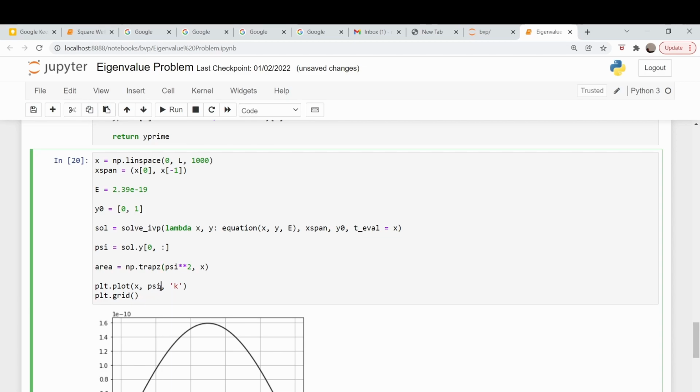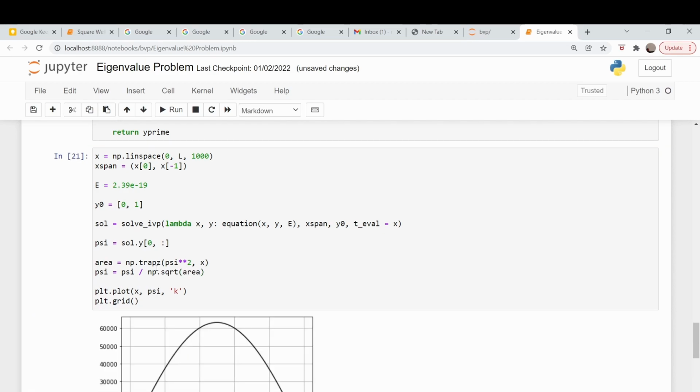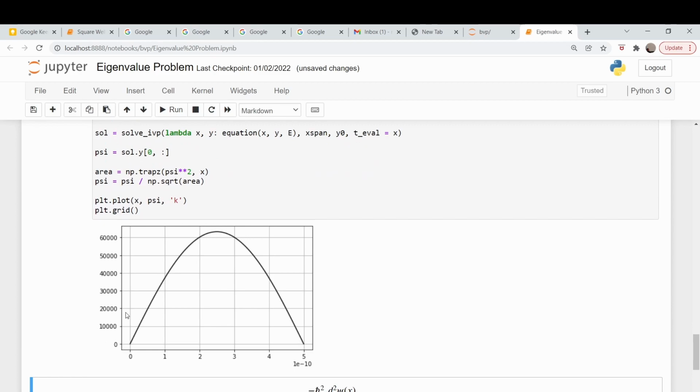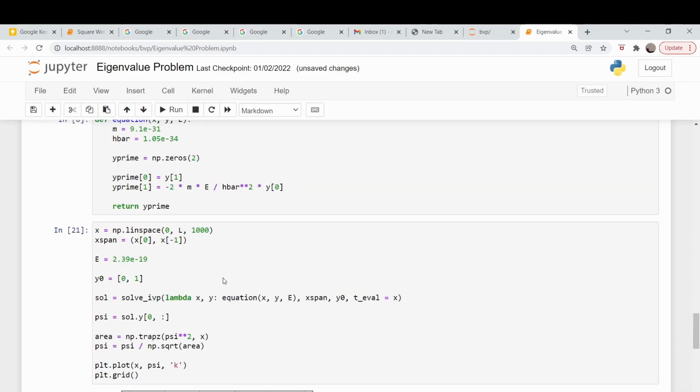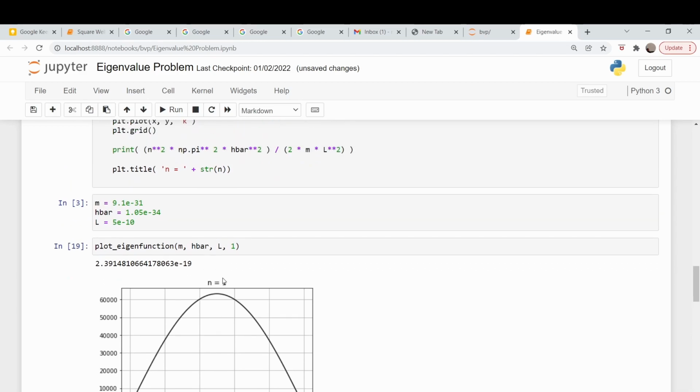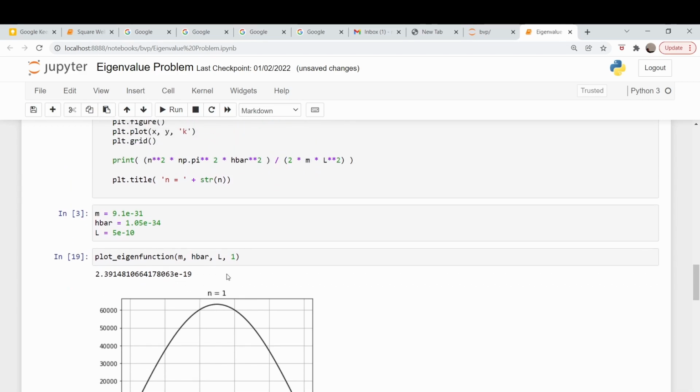And then we need to divide the numerical solution, psi is equal to psi divided by, this is the area squared, so the square root of that, np.sqrt(area), and that should do it. So we get a function here, our boundary values are already right, we know that, and we got a function that peaks at a little over 60,000. What do we get up here? A little over 60,000. So let us do this one more time for the second energy level.